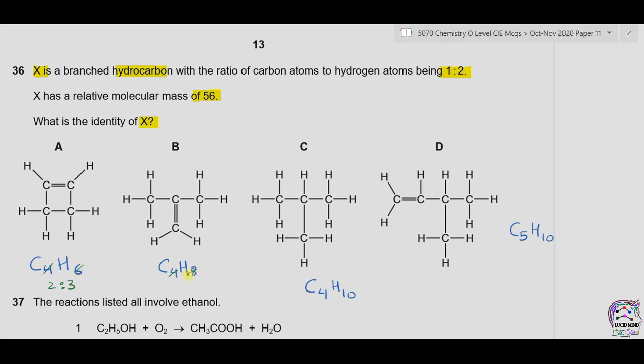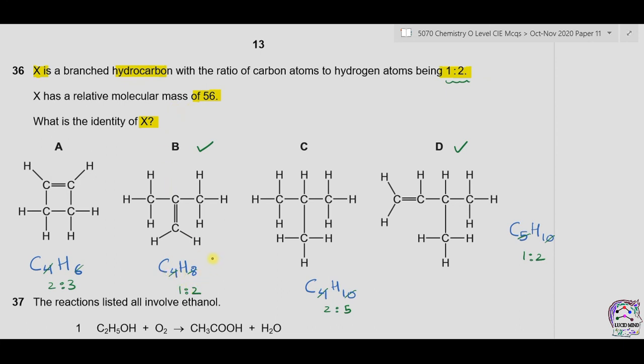In B the simple ratio is 1:2. In C the simple ratio is 2:5. In D the simple ratio is 1:2. So it could be B or D according to the ratio given. Now let's find the molecular masses.